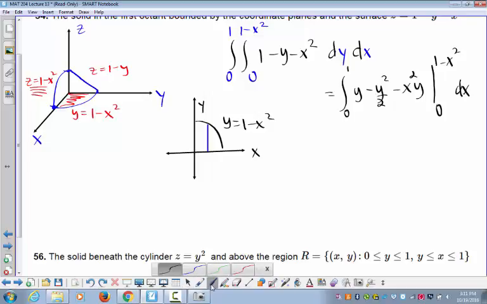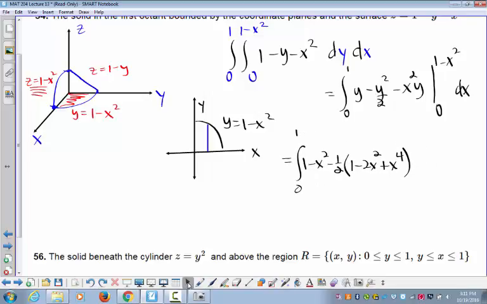We have to plug in that upper limit for y. So we're going to end up with 1 minus x squared minus 1 half times that squared, which is 1 minus 2x squared plus x to the fourth, minus x squared times that. So minus x squared plus x to the fourth, dx. And we should get some simplification there.